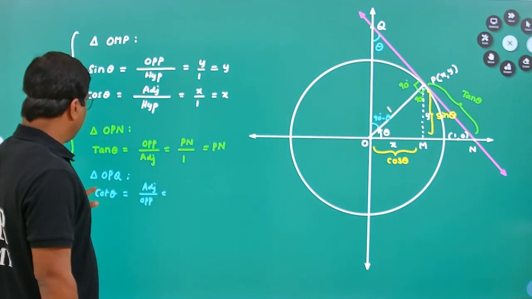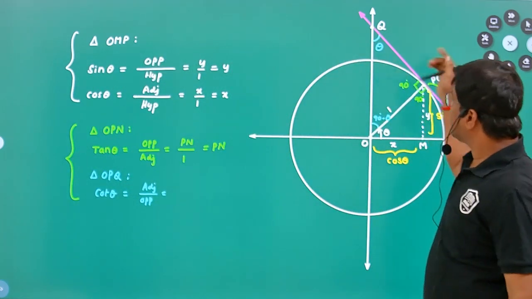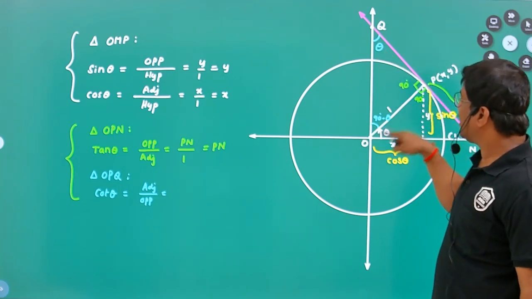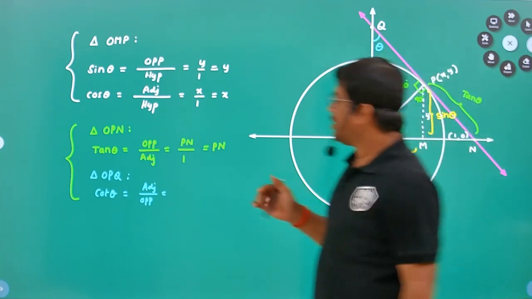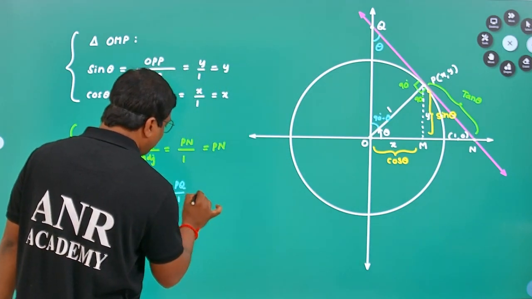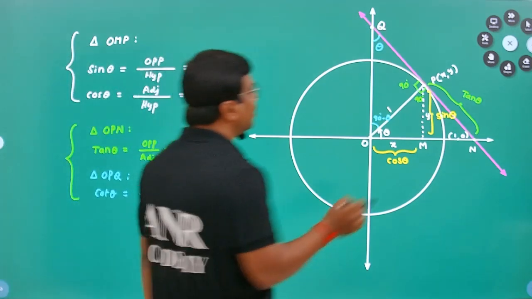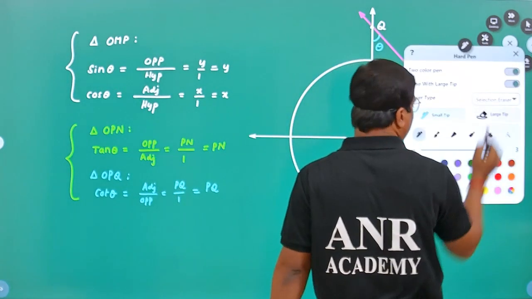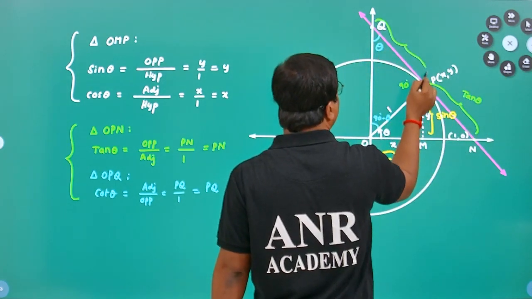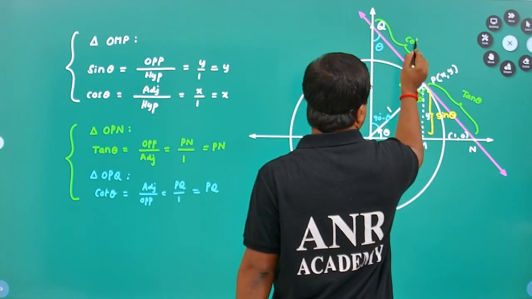From that diagram, you have to express cot theta. Adjacent to theta you have PQ, and opposite to theta you have the radius, that is 1 unit. So it becomes PQ divided by 1, which gives the result PQ, and hence I can write the distance from P to Q. This is cot theta.